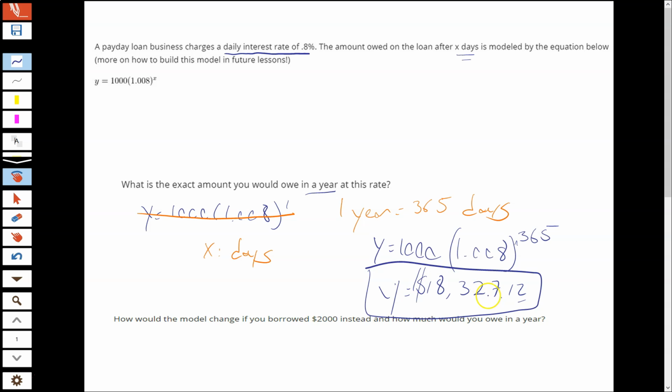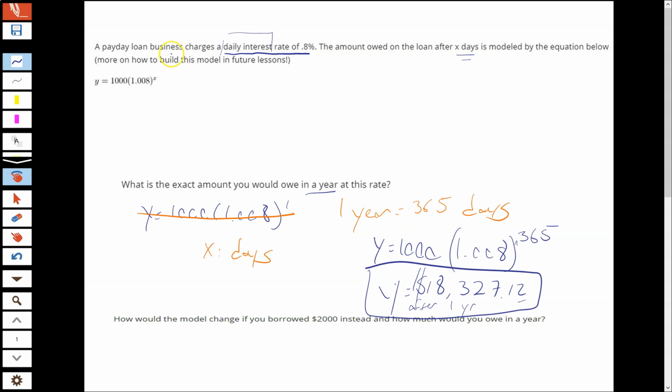And we can even make our label more specific. We can say $18,000 after 1 year. Okay? So we end up owing quite a bit of money, as we see. And part of the reason for that is because of this daily interest rate that we underlined before. Okay? So notice if it had been a yearly interest rate, if it only charged 0.8% per year, my answer would have been a lot smaller. So if you did that wrong solution, you got a much smaller number. So how often they apply interest matters quite a bit in how much you owe.